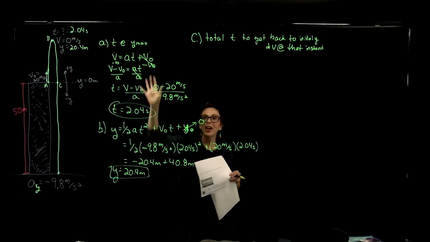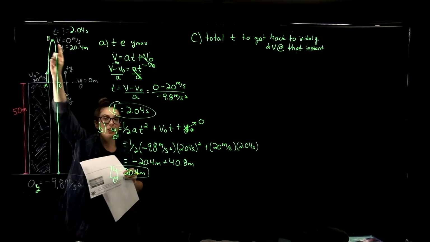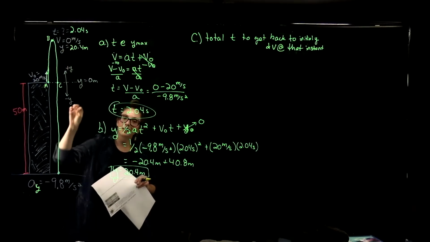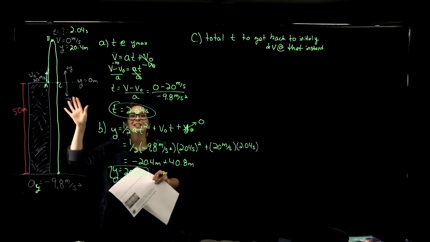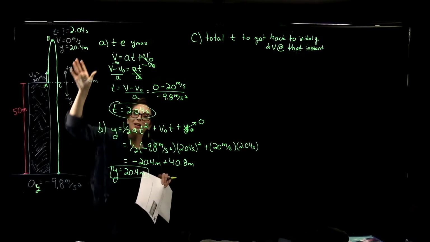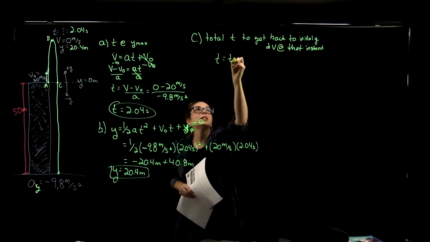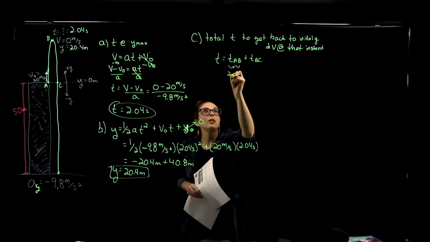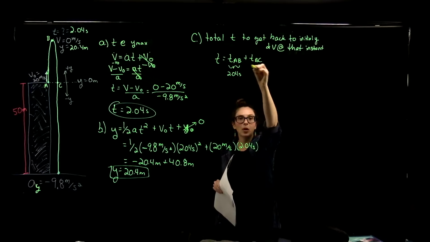We already found in part A the time to go from position A to position B. What we can do is find the time it takes to go from B to C, and then add that to the time it takes to go from A to B. So we've got time A to B plus time B to C. That will give us the total time for our stone to go up and come back down again. So we'll say that that time is equal to TAB plus TBC. And remember, this TAB was already 2.04 seconds.